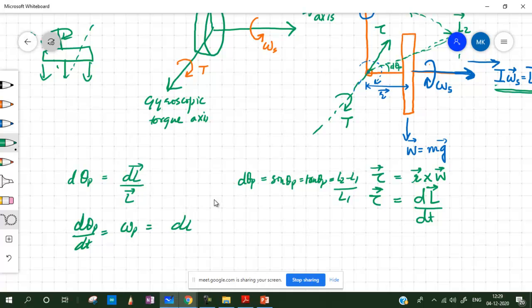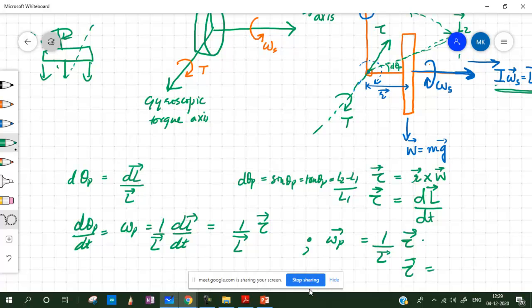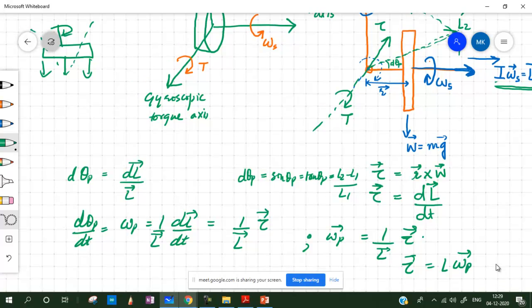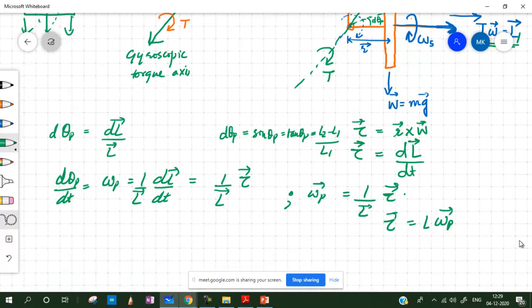So that will be dL by L, we can write it mathematically this way, dL by dt. ठीक है, and it will be equal to 1 by L. What is dL by dt? It's nothing but tau. ठीक है, so this omega p will be equal to 1 by L tau, or you can say tau is equal to L into omega p. ठीक है, and L, we know that L is I omega s, so we can say tau is equal to I omega s into omega p.